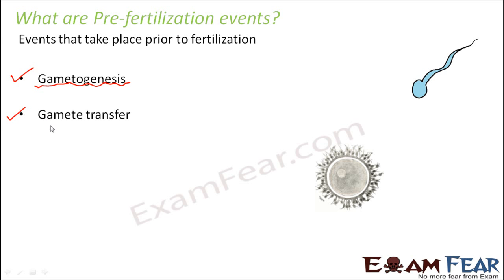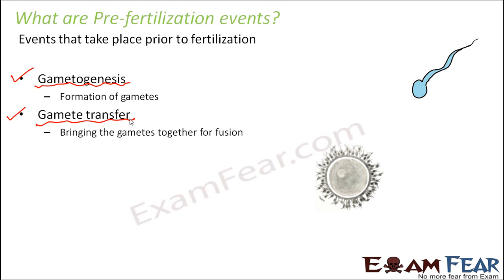And what is gamete transfer? Once the gametes are formed, both male and female, they need to meet each other so that fusion can take place. That transfer of gametes, so that they can be brought together for the fusion, is called gamete transfer. So gametogenesis is formation of gametes and gamete transfer is bringing the gametes together for fusion to take place, because that is important. If the gametes are not brought together, then there is no point in the formation of gametes, because until and unless they meet and fuse together, nothing is going to happen.